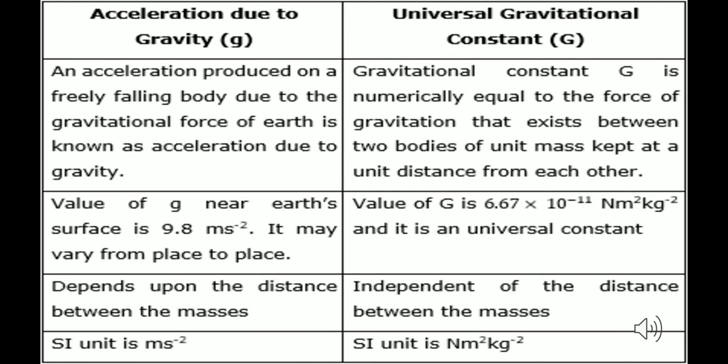The SI unit of g is meter per second square, and the SI unit of G is Newton meter square per kg square. So I think the difference is very clear now. You have understood the difference between small g and capital G. Small g is acceleration due to gravity, and capital G is the universal gravitational constant. So let's move further.